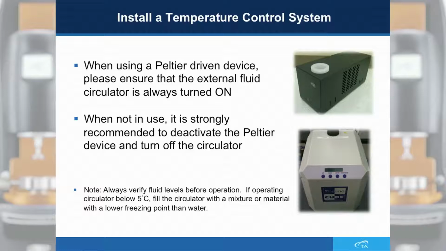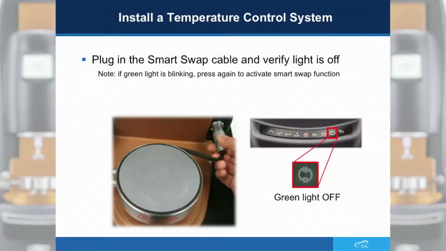is full and flowing. When not in use, we strongly recommend to unplug the Peltier device and turn off the external fluid circulator. Next, plug in the SmartSwap cable and verify the green light has turned off. If blinking green, just press the SmartSwap button again until the light is solid green or turns off. Remember, the solid green light will only remain active for 10 seconds.